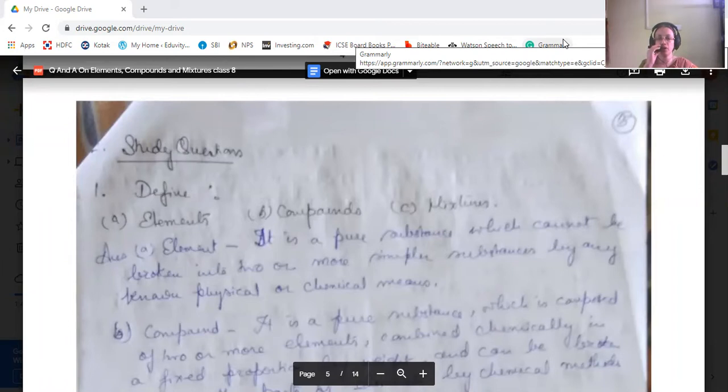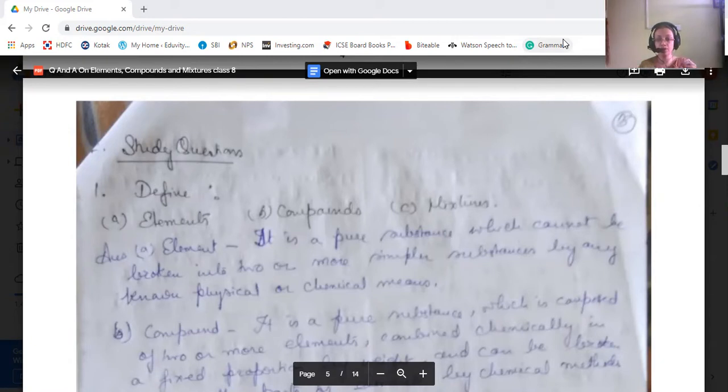Today, I'm going to again discuss the element, compound, and mixture chapter, the question answer series, according to ICSE syllabus, class 8. Okay, so I'm starting with the study questions today. So the first question today is: define the elements, compounds, and mixture. So what is an element?